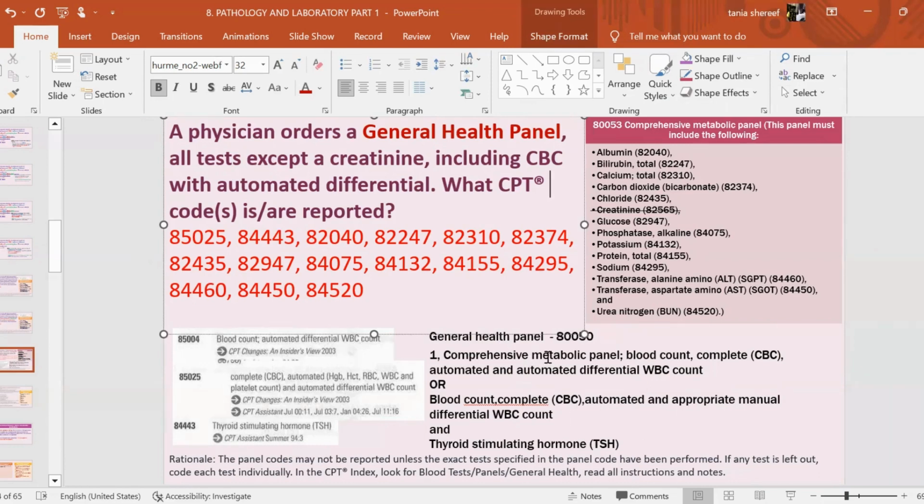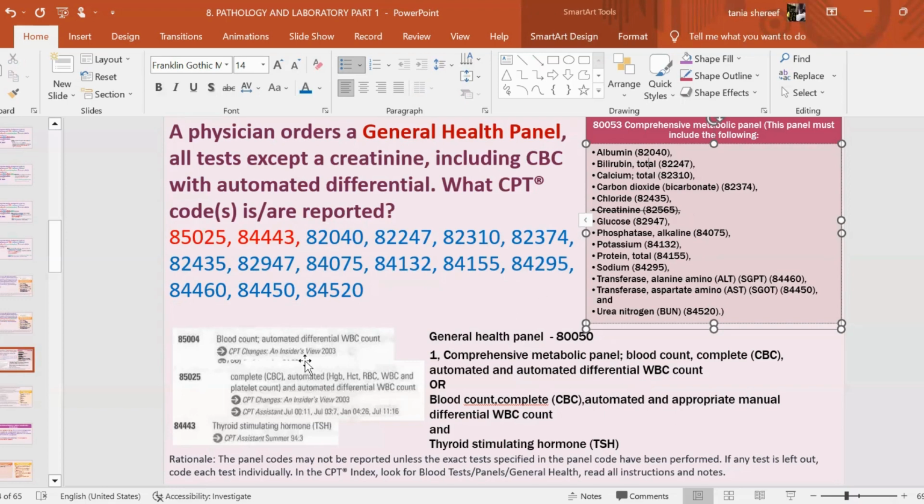So comprehensive metabolic panel is 80053, but as creatinine is not there, we cannot report this comprehensive metabolic panel code 80053. We have to report all these codes from 82040 to 84520. Okay, so these are the codes from 82040 to 84520. All these codes we can see except the creatinine code, that is 82565. Then we are reporting which one?